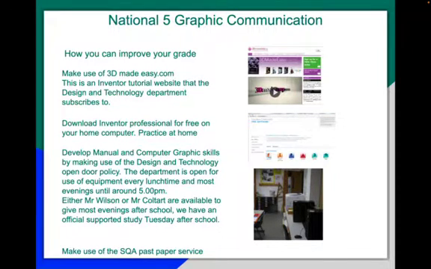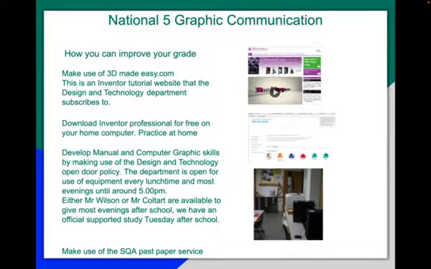In terms of what they can be doing additionally, you may wish to download Autodesk Inventor onto your PCs or laptops at home. It's not critical, but they may wish to do that. And there is a range of tutorials that you can be looking at. Some are through 3D Made Easy. Other places, just jump on YouTube and search up something specific, and you should be able to find it.